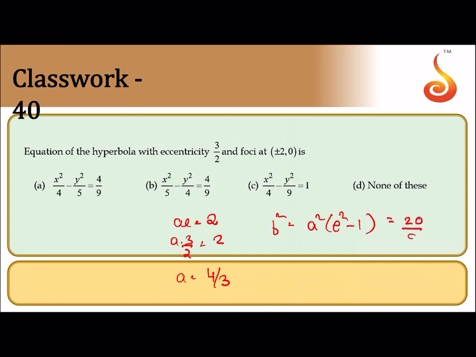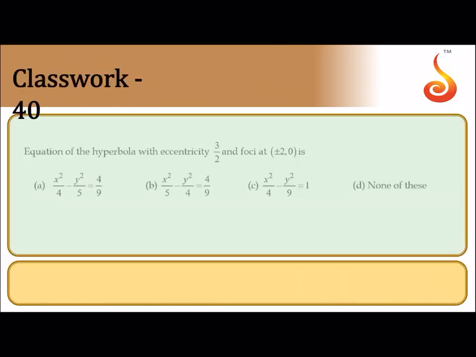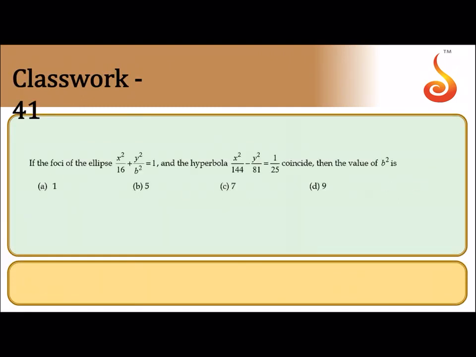So once you get the values of a and b, b square is equal to 20 by 9 and a square is equal to 16 by 9. Substituting those values, we get x square upon 4 minus y square upon 5 is equal to 4 by 9. Option A is correct. You know a square, you know b square, so you have to substitute in x square upon a square minus y square upon b square equal to 1. Option A is correct.